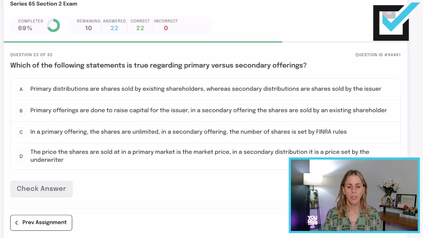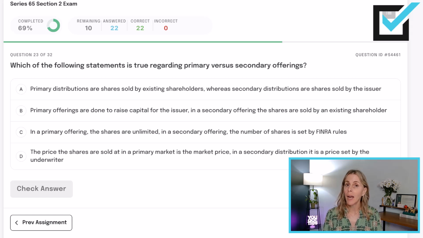Which of the following statements is true regarding primary versus secondary offerings? Primary distributions are shares sold by existing shareholders, whereas secondary distributions are shares sold by the issuer. Primary offerings are done to raise capital for the issuer. In a secondary offering, the shares are sold by an existing shareholder. In a primary offering, the shares are unlimited. In a secondary offering, the number of shares is set by FINRA rules. The price the shares are sold at in a primary market is the market price. In a secondary distribution, it is a price set by the underwriter.